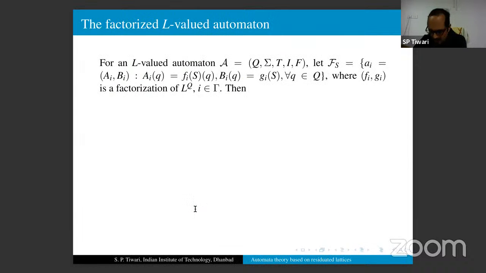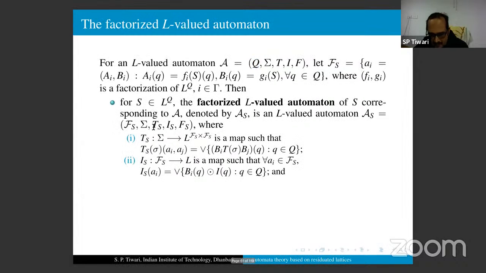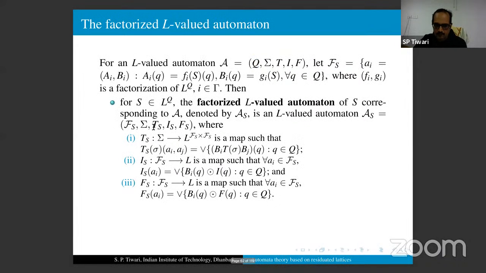Now let us see how these can be expressed by using the concept of factorization. So by using factorization, if we are having an L-valued automaton, corresponding to this L-valued automaton, construct a factorized automaton. And this Fs is a factorization of the state set Q. Now the transition map looks like this. The initial state map looks like this. The final state map looks like this. And now these are the definitions given in terms of factorizations.